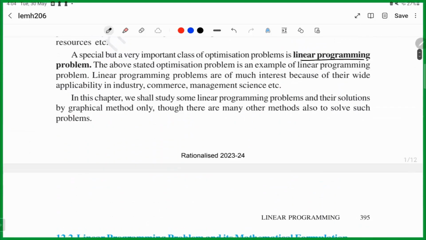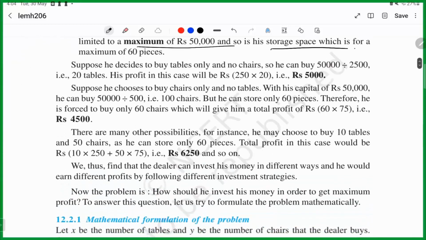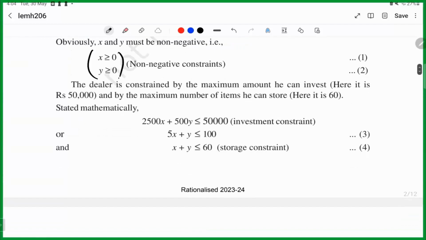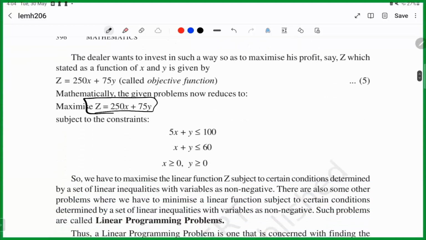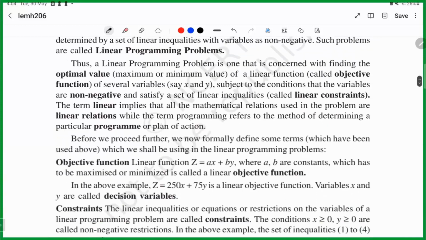I think it's just easy to read through. It's how a dealer can maximize his profit, but with the constraints that he has, like his storage space, his investment money, the money he has, his capital. So these are called constraints. They're written like this. These are investment constraints, these are storage constraints, and you're trying to maximize some objective function like this. So there are a couple of points here to know.